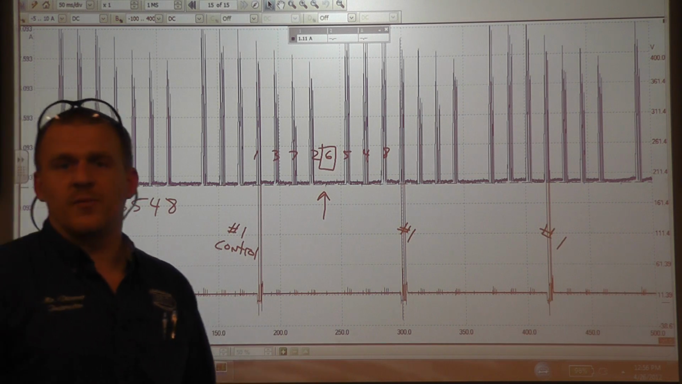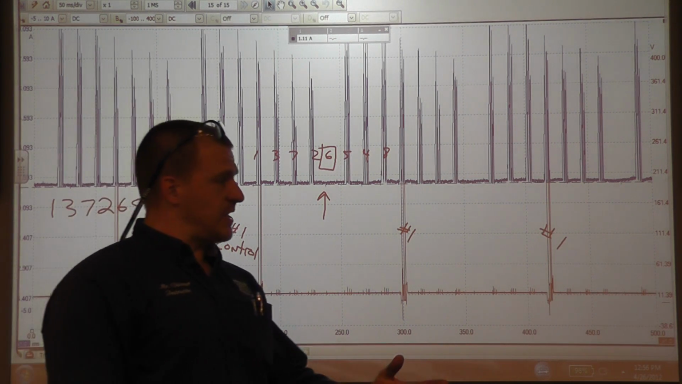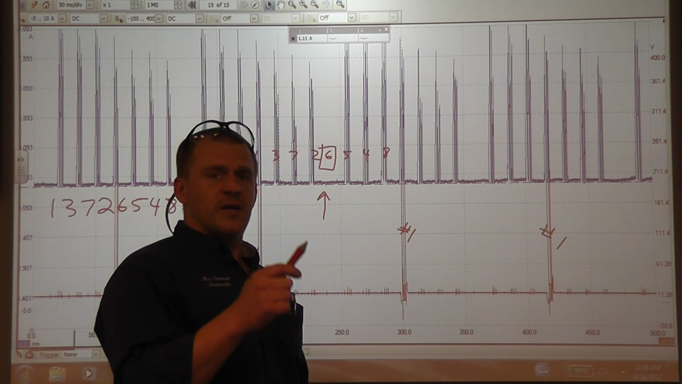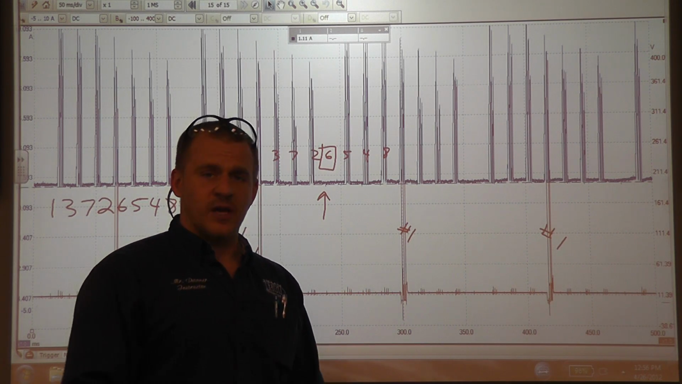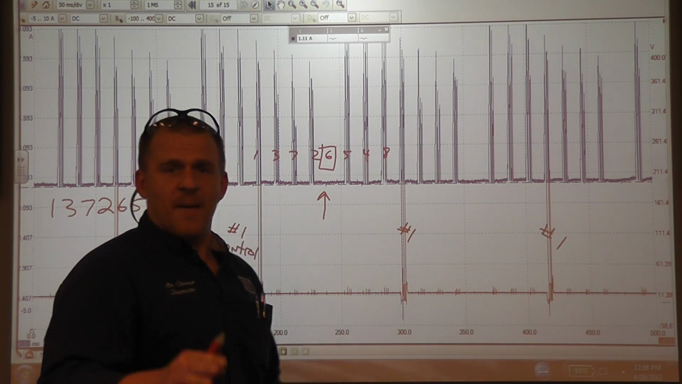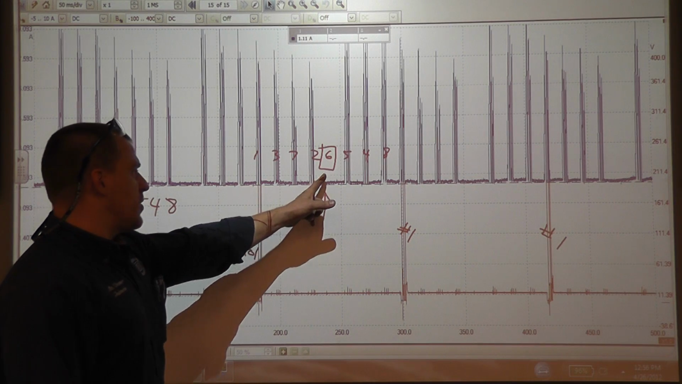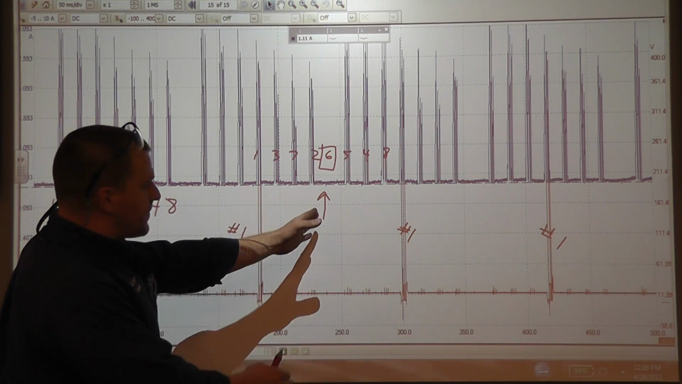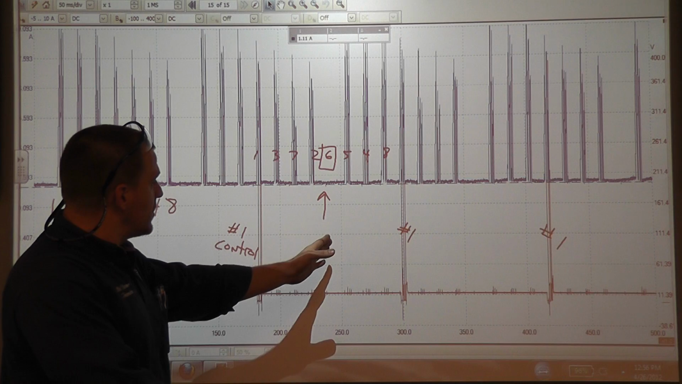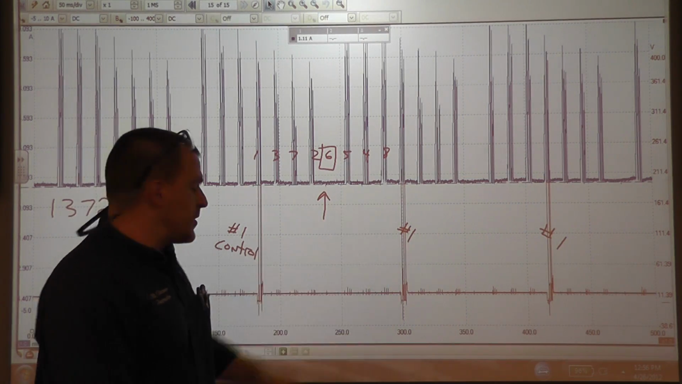That matches our P0356 trouble code, which is ignition coil F, circuit primary secondary. That matches that code, and so that 356 is in fact pointing to cylinder number 6. Cylinder number 6 is where we're going to focus.